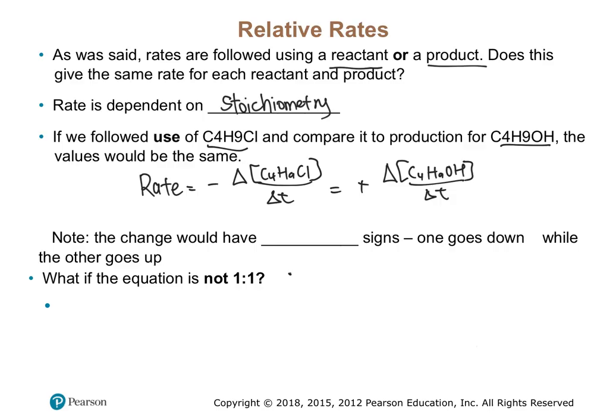And a quick note that we do need to change the sign because they have opposite signs. That's why we have a positive here and a negative here. And like I said, the rate of our reaction will always be a positive value. And that's why we put a negative for the rate of disappearance.